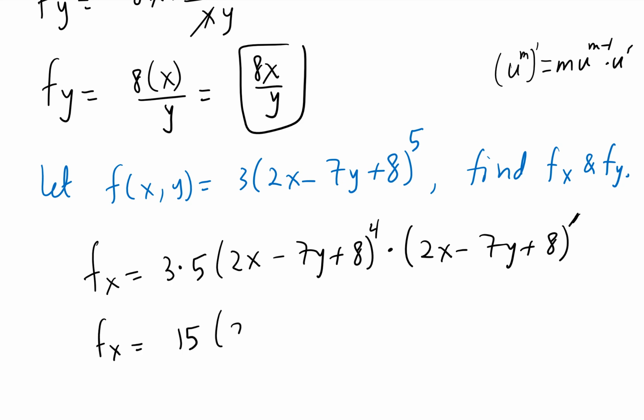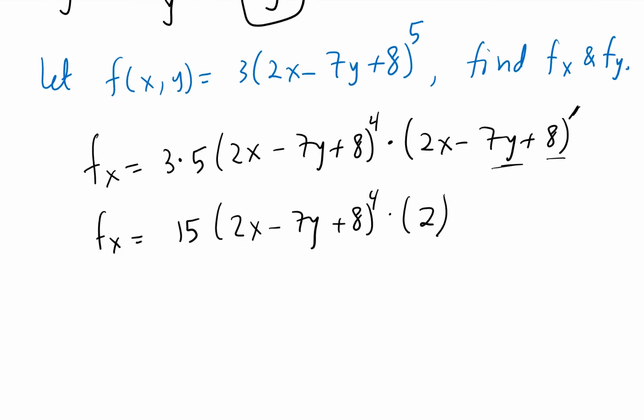15. This stays the same, no need to change anything in this one. Times the derivative of this one, which is simply 2. This is 0 and this is 0. So the final answer would be to multiply the 15 and 2, that gives us 30, and keep the other stuff the same: 7y plus 8 all to the 4th power.